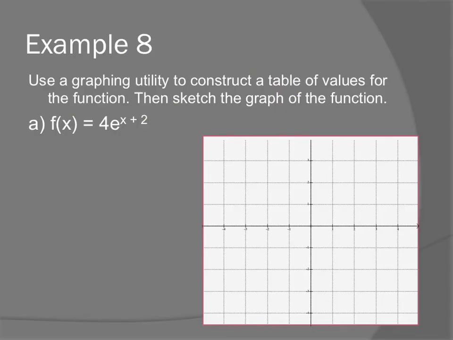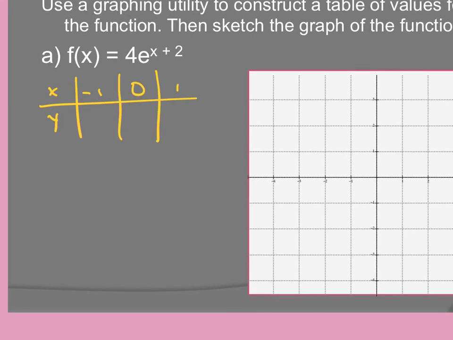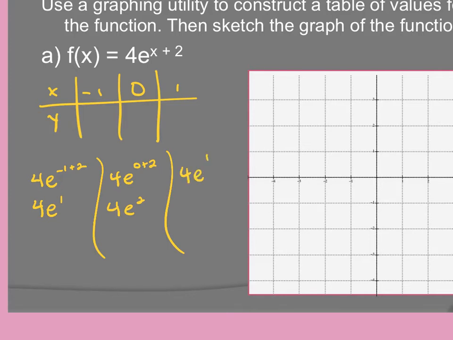It says use a graphing utility to construct a table of values for the function, then sketch the graph of the function. So I'm going to make a t-chart just like I normally would by working out these values. And then I'm going to show you where that value is. So I'm going to do 4e to the negative 1 plus 2, which is 4e to the first. 4e to the 0 plus 2, which is 4e to the second. And 4e to the 1 plus 2, which is 4e to the third. And then just type those in.